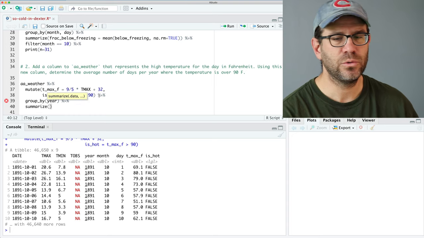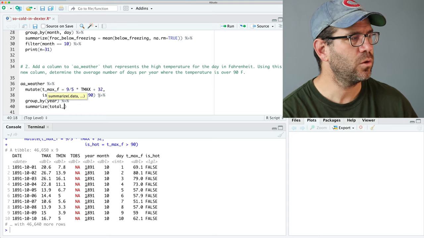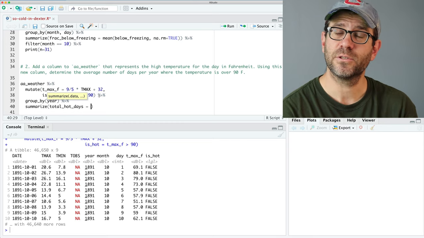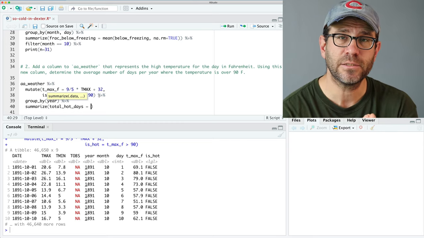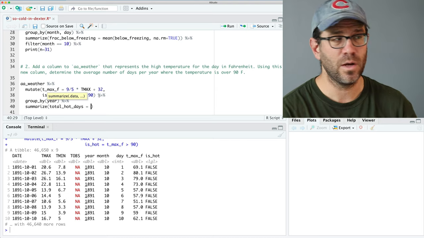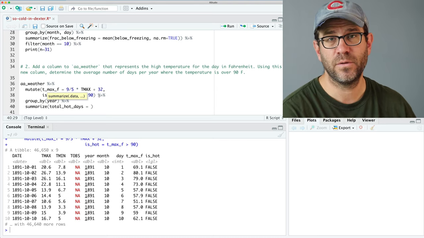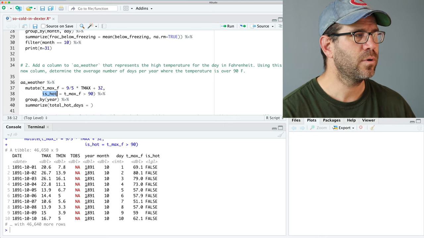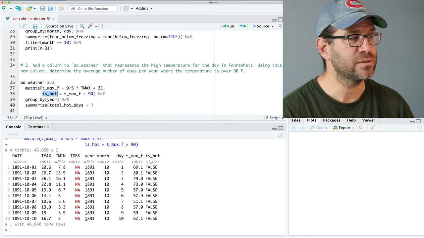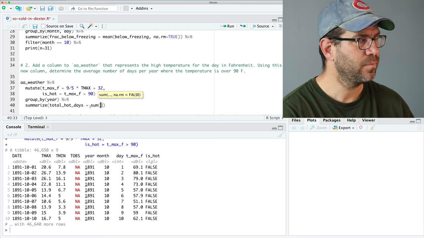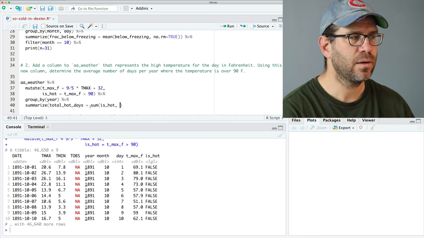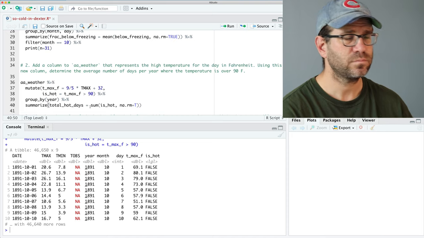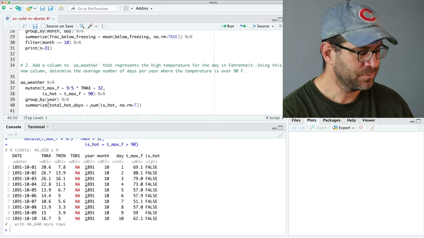And we will then do total hot days. And for this, we'll use the sum function. And remember, a sum over a logical vector adds up all those zeros and ones to get you a total number of true values, right? So we're summing up the number of times that is hot is true. So we'll say sum is hot. And again, we're gonna wanna include that na.rm equals true to remove those na values.